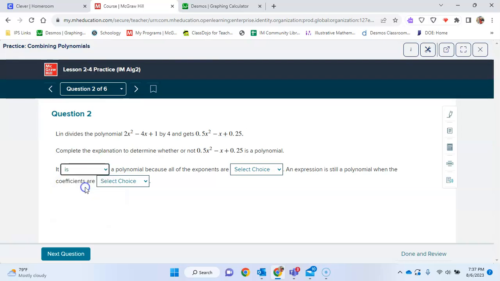It is a polynomial because all the exponents are whole numbers. All right. An expression is still a polynomial when the coefficients are, well, they're decimals, but decimals are the same as fractions. So that is 1/2, and that is 1/4.